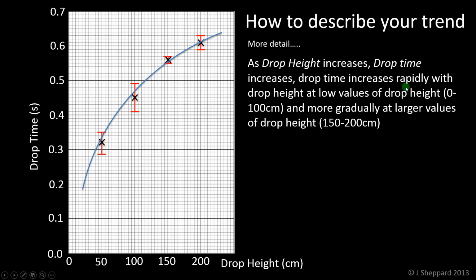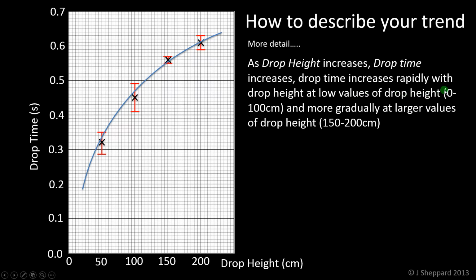The drop time increases rapidly with drop height at low values. You can see that on the graph, that the change in drop time is big for a relatively small change in drop height to start with. That's shown on the graph by having a steep line. And as we get up to higher values of drop height, the drop time is still increasing, but it's not increasing as much. Okay, so I've referenced in this description which values I'm talking about.